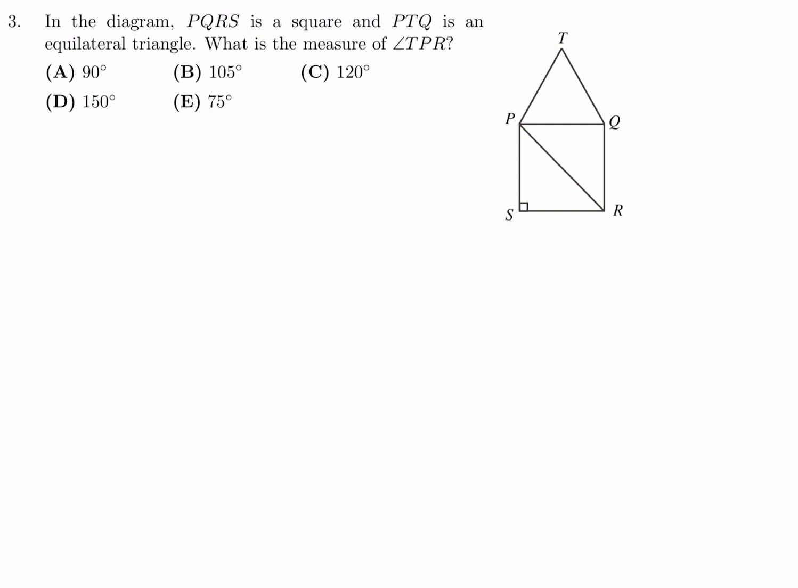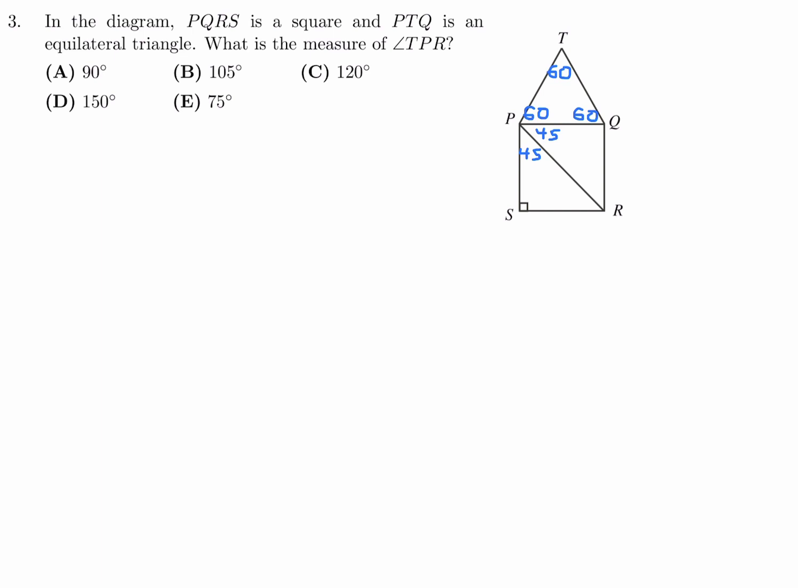In the diagram, PQRS is a square, PTQ is an equilateral triangle. What is the measure of angle TPR? Okay, well, this is an equilateral triangle, so this would be 60, 60, and 60. This is a square, so this is 90, but we have drawn this diagonal PR, so that means that chops that angle into 45, 45. So this is 45, and this is 45.